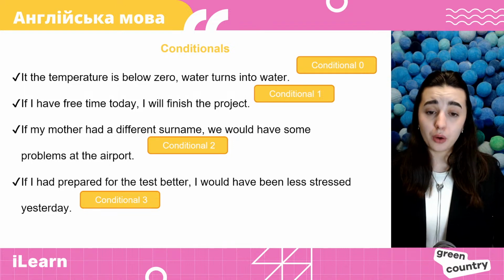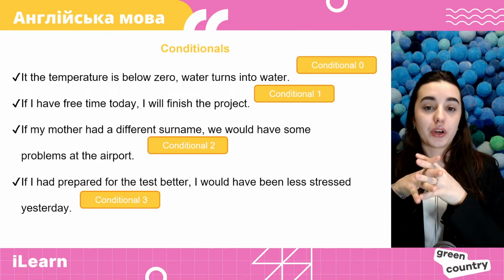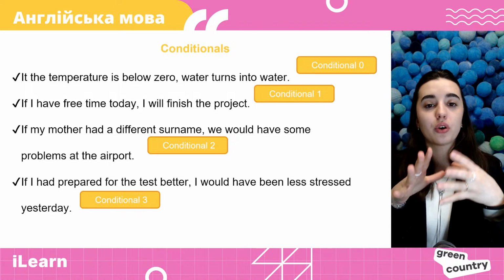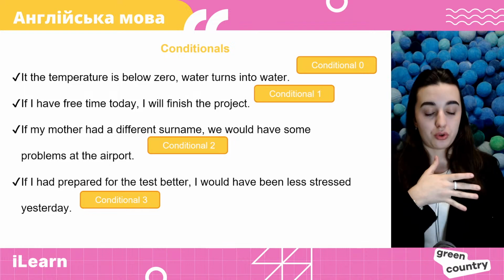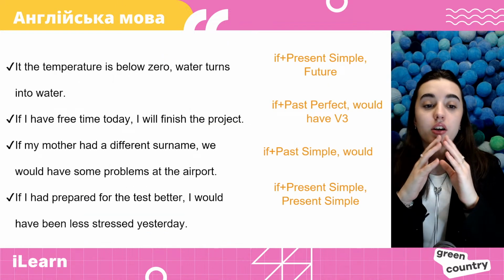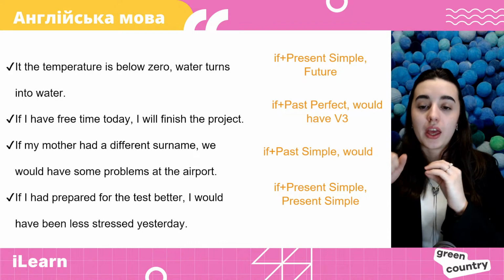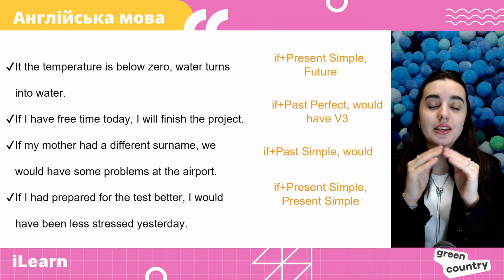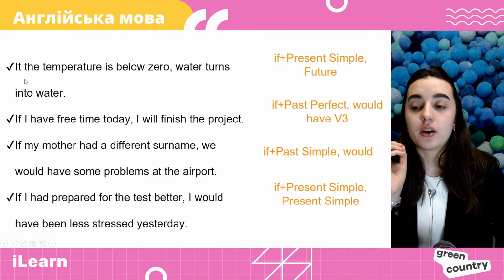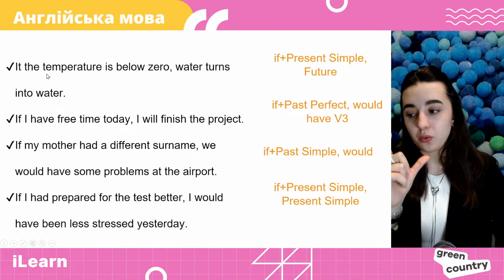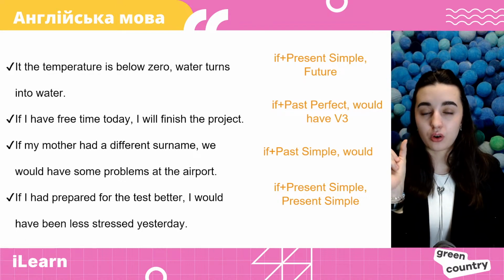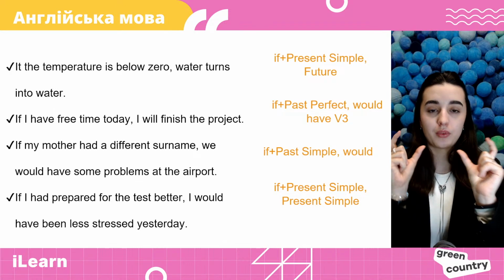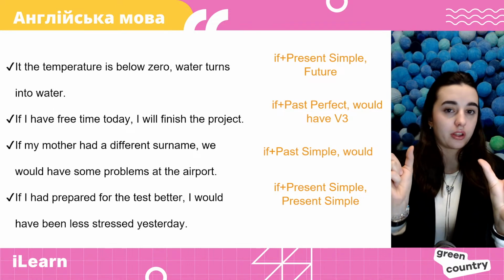So, we discussed already the meaning of these conditional sentences. Now let's talk more about the form. Як вони утворюються, ці умовні речення. So, we have the same sentences. And now let's check what tenses we should use in each sentence. In conditional sentences, as we know, we have two parts. If clause or condition and result. У нас завжди є дві частинки. Наша умова і наш результат.